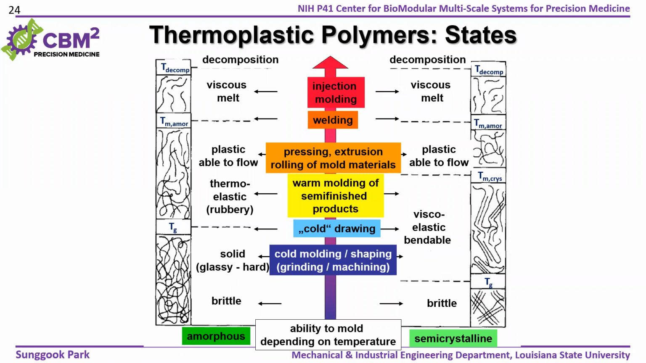Now, what temperature do we need for molding? For nanoimprint lithography, pressing, hot embossing, extrusion, or rolling, normally we need the polymer to flow plastically. So we use a temperature between Tg and the melting temperature. For injection molding, we need to increase the temperature above the melting temperature of these amorphous polymers. This is the temperature range to apply for replication.